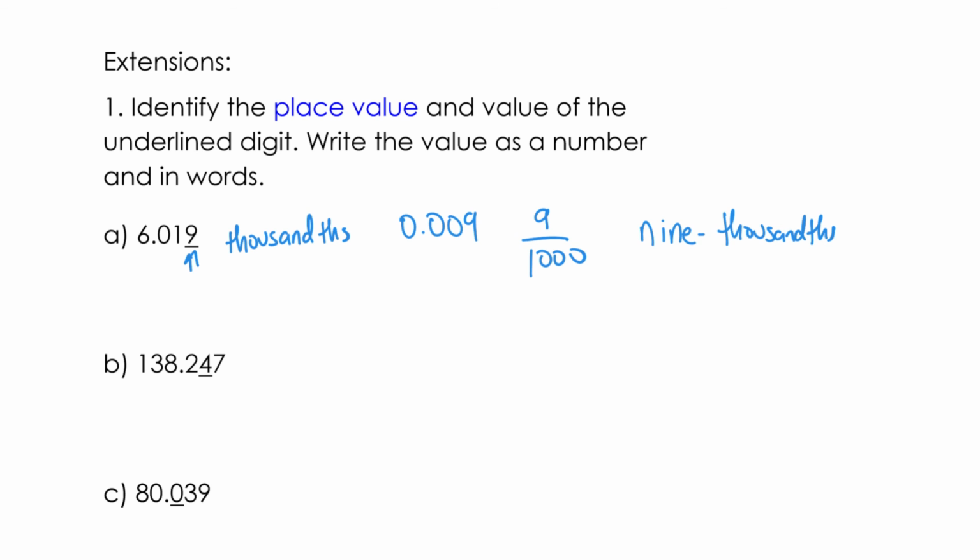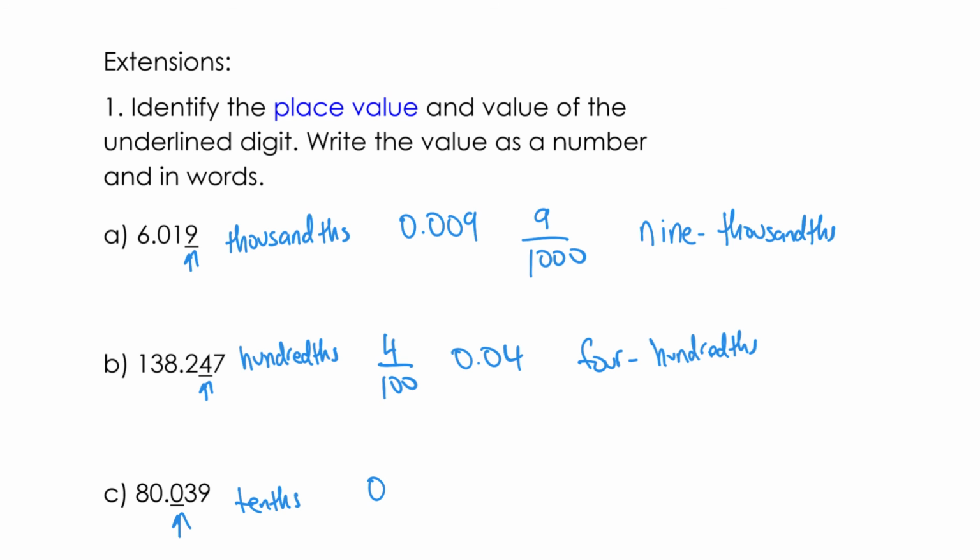Let's look at B. So here is the underlined value. So we know that this is hundredths. And if you have your place value chart, you can definitely use it. So we have 4 hundredths. That would be 4 over 100, 0.04. And we would call it 4 hundredths. And last but not least, perfect way to end with a 0, of course, tenths. 0 over 10, 0.0, 0 tenths.